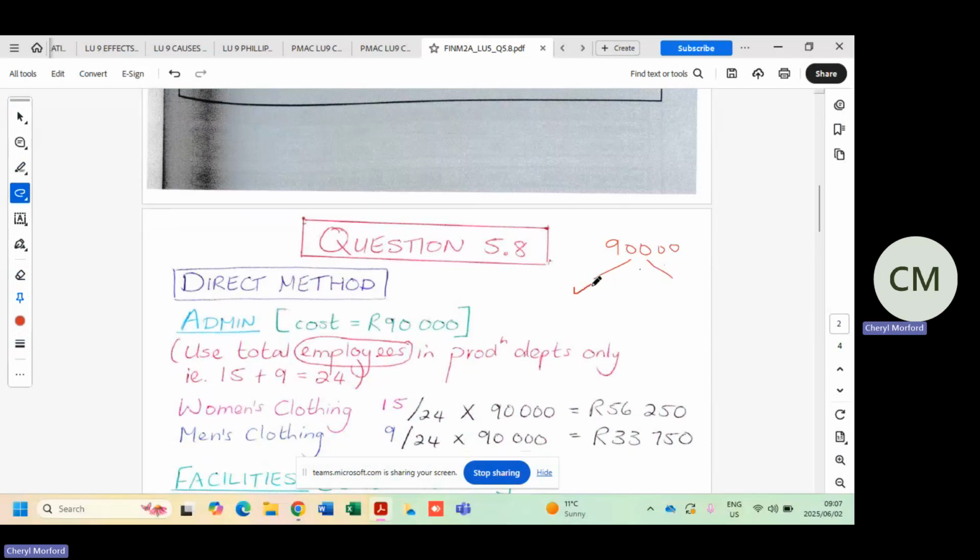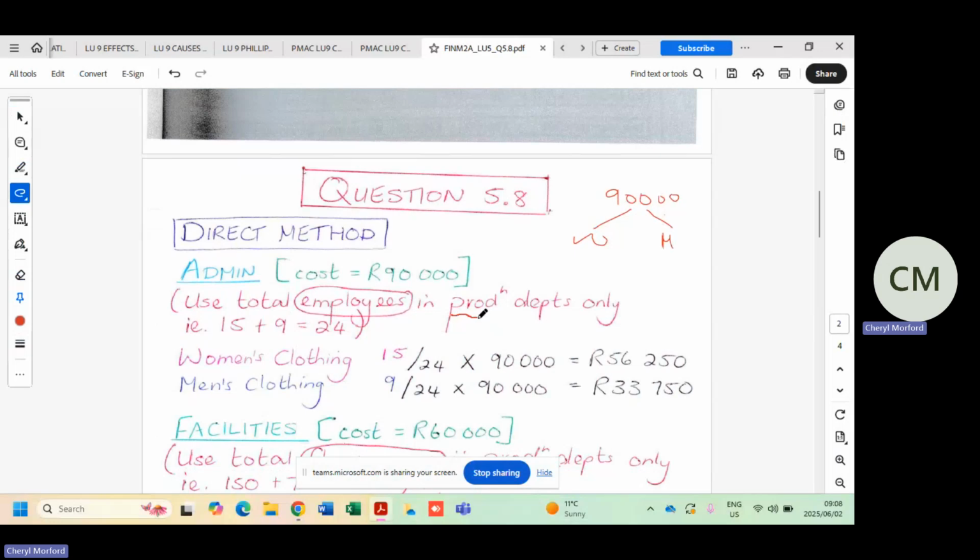I'm going to split it to the women's department and the men's department. How? On the basis of the number of employees. And as mentioned, we only deal with the production department's number of employees in this method. So that will give us a total of 15 plus 9, 24. So 24 people work in the two production departments. So literally, it is just a case of splitting the 90,000 on the basis of the ratio of each of their number of workers. So let's do women.